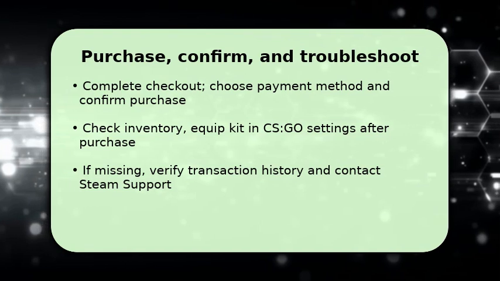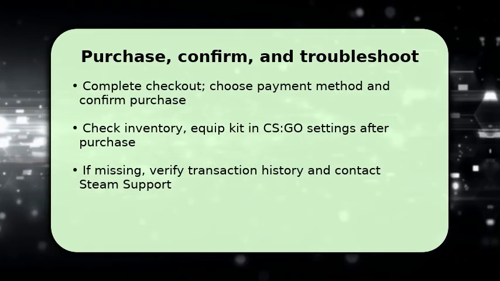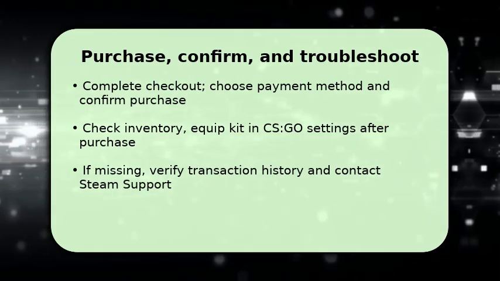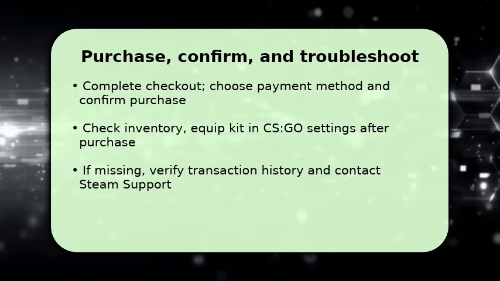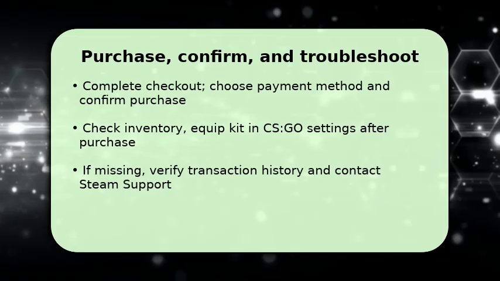Once done, check your Steam inventory for the music kit and then open CSGO settings to equip it under Music Kits. If the item doesn't appear, first refresh your inventory and verify the purchase in Steam transaction history.